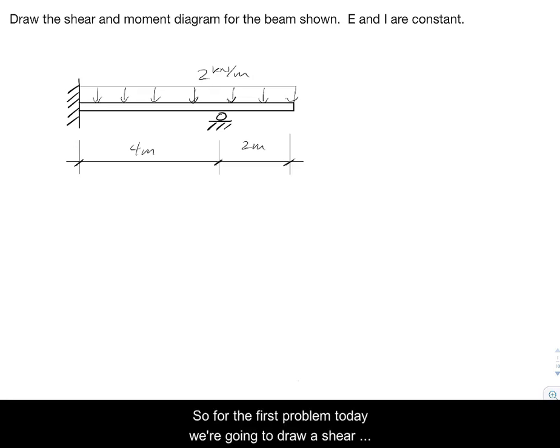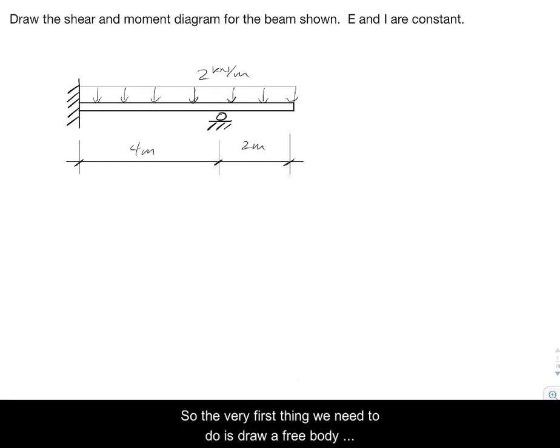So our first problem today, we're going to draw a shear and a moment diagram for a 6-meter beam. This beam has a wall at the left end. There's a roller 4 meters away from the wall. There's a uniform distributed load across the entire length of the beam. And you're also told that E and I are constant.